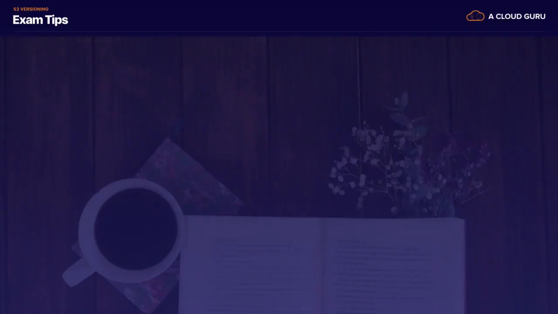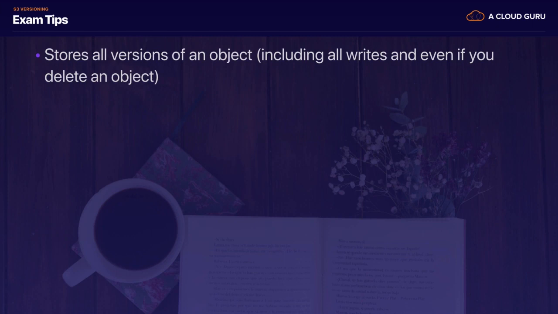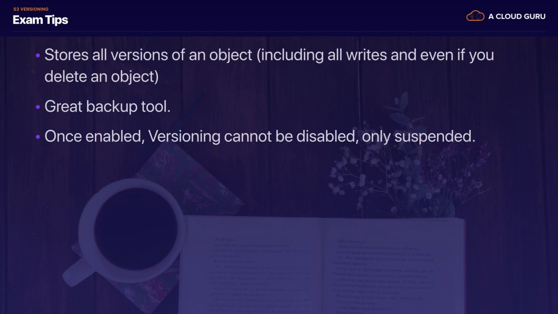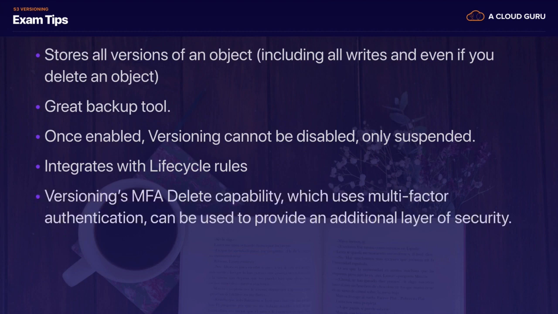So let's go to my exam tips. What are my exam tips? Well, just remember that versioning stores all versions of an object, including any writes, and even if you delete an object, it's going to place a delete marker over that object, but the versions that existed before it will still exist. It's a fantastic backup tool, and once enabled, versioning cannot be disabled, it can only be suspended. It integrates with lifecycle rules, which we're going to look at in the very next lecture, and this is the most important for the exam.